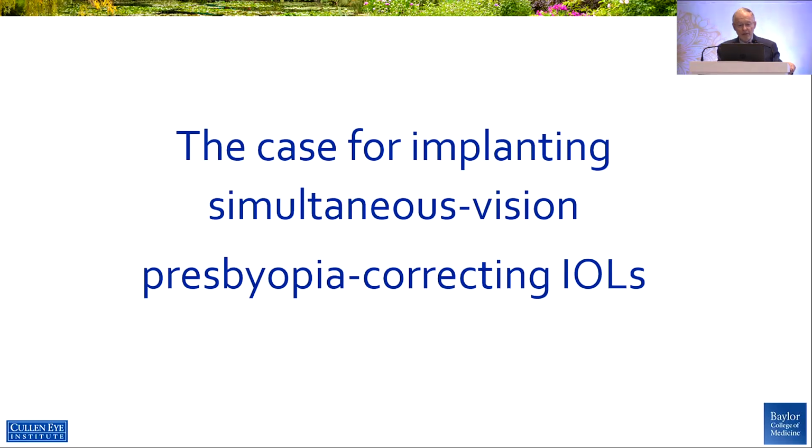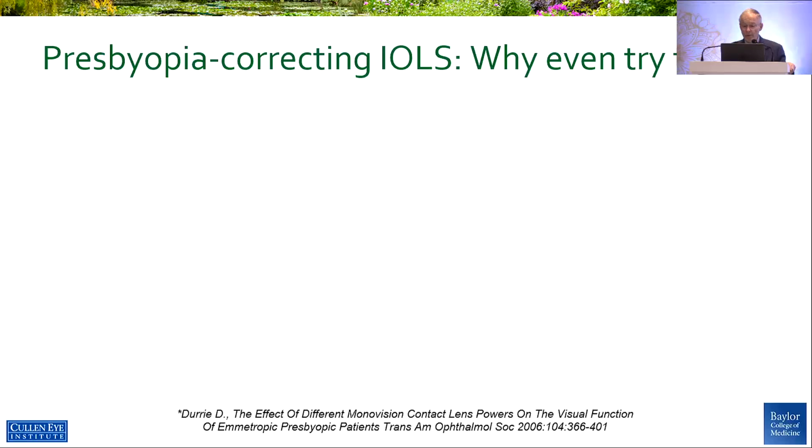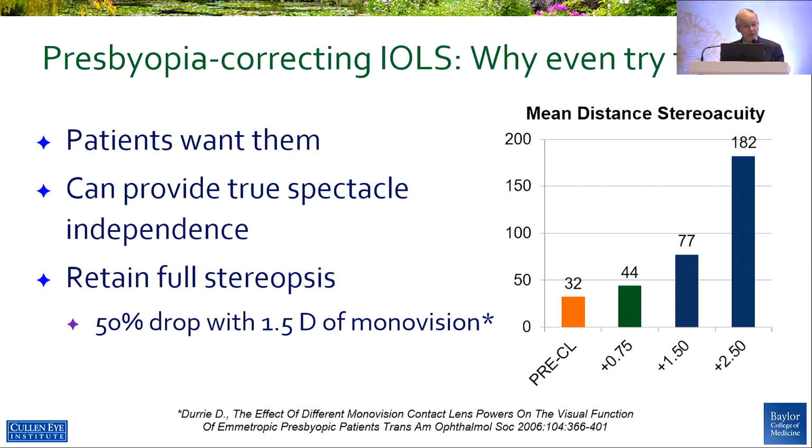But we have a lot of patients who are candidates and are asking for simultaneous vision presbyopia correcting IOLs. We use them because patients ask for them, because they can provide spectacle independence, and because they provide full stereopsis. This paper by Dan Durrie in the American Ophthalmological Society showed that if you induced monovision about 1.5 diopters, you lose a little bit of stereopsis. If you go beyond that, stereopsis falls off quite precipitously.